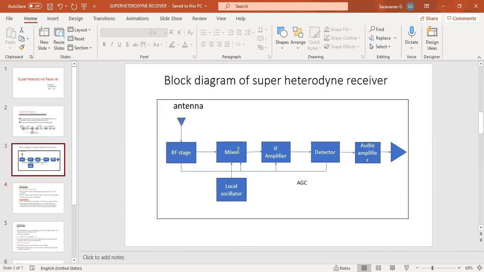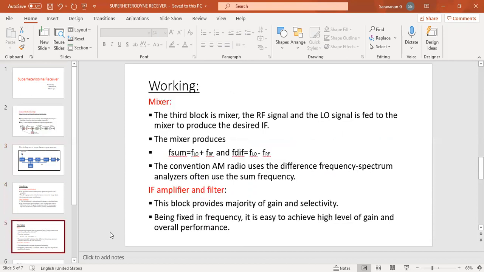The third block in this is the mixer. The mixer receives two inputs, one from the RF amplifier and one from the local oscillator, and it has to satisfy the condition that Fo is greater than Fs, where Fo is the frequency of local oscillator and Fs is the frequency of RF amplifier. So always Fo is greater than Fs.